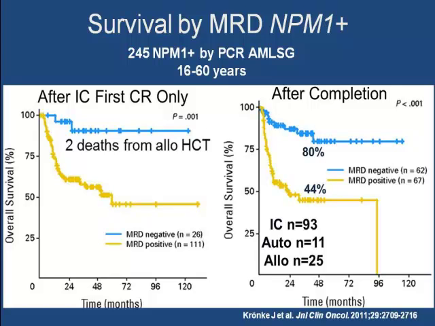patients were MRD negative, their overall survival at 4 years was 80%, in comparison to patients who were MRD positive with an overall survival of 44%. So using this data, one could argue that if you have evidence of molecular positive disease in NPM1 positive patients in first CR, that perhaps these patients in yellow are the ones that should be offered an allo transplant, and then the patients in blue probably should not.